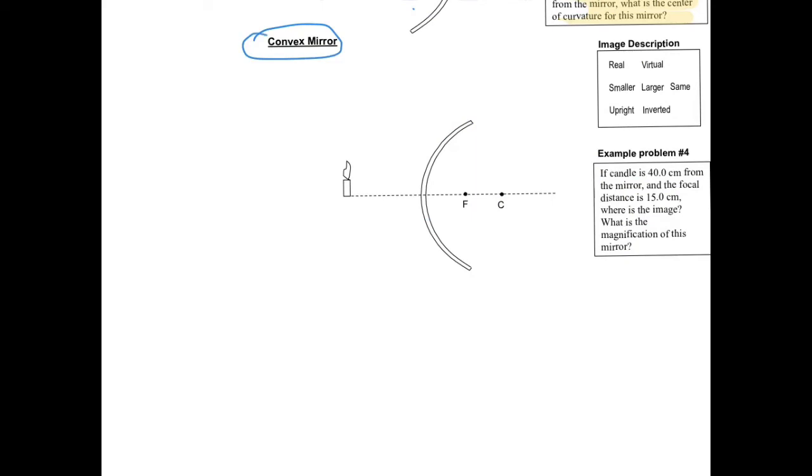Okay, so the convex mirror case is a little bit different. This doesn't look like you're walking into a cave. It's obviously the opposite of that.